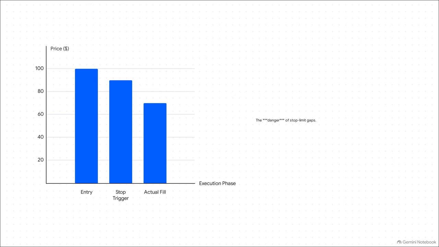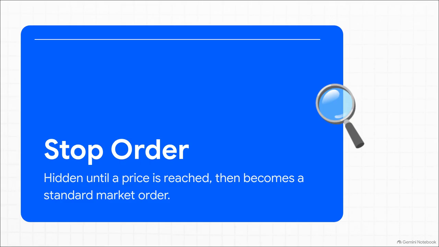But here is the fatal flaw the data points out. If the market completely gaps over your limit price during a violent plunge and never returns, that defensive order never actually fills. You're left hopelessly trapped, just watching your losses mount exponentially. The true defensive solution recommended to prevent this exact nightmare is just the standard stop order.